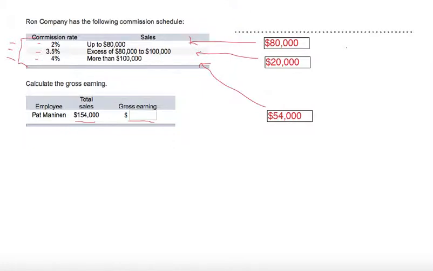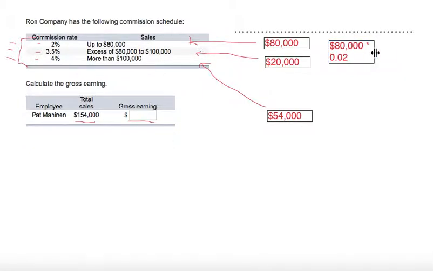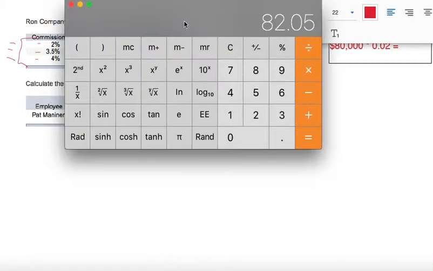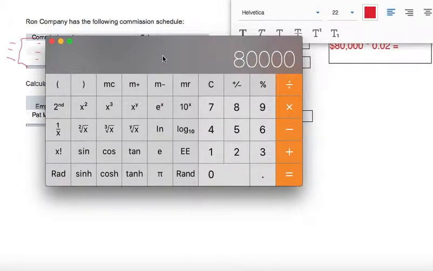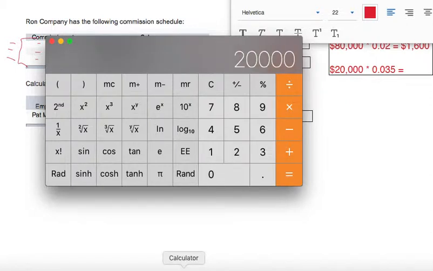So he sold $80,000 of a product, but since he only gets 2% of that in commission, I'm going to multiply that by 0.02. 80,000 times 0.02, we get 1,600 there. This next one, we got $20,000 in sales. That fits in that second bracket there. So we're going to multiply that by 0.035 to find out what 3.5% is. 20,000 times 0.035 gives us 700.